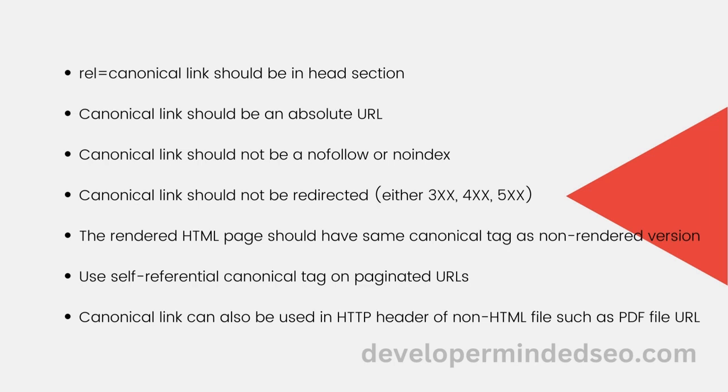But if you are an e-commerce website and have plenty of URLs, like more than 5,000 URLs, then you need to consider whether you need to have all the paginated URLs crawled or not. It's purely based on your scenario. And the last thing, the canonical link can also be used in the HTTP header. In case there is a non-HTML file, such as a PDF file URL or anything, you can use the canonical tag in the HTTP header to fix the duplicate issues.